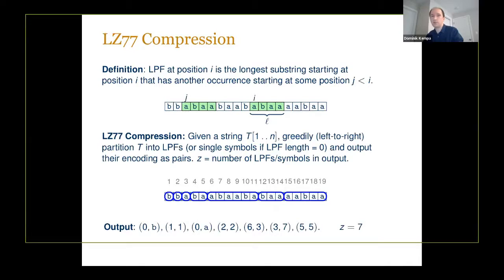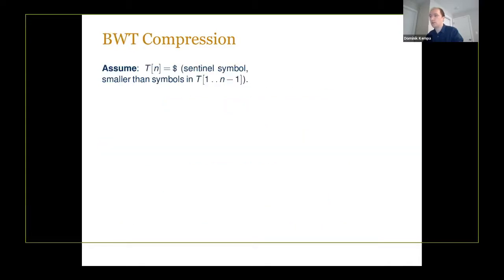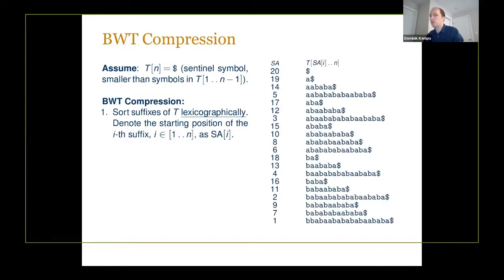Okay, so that's LZ77. Let's now define BWT compression. So let T be a string of length n, as before. We assume here that the last symbol of T is a special sentinel symbol denoted with $. That's a technical assumption. And then the Burrows-Wheeler compression is defined as follows. We start by lexicographically sorting all suffixes of the text, and we denote the starting position of the i-th smallest suffix as SA[i].